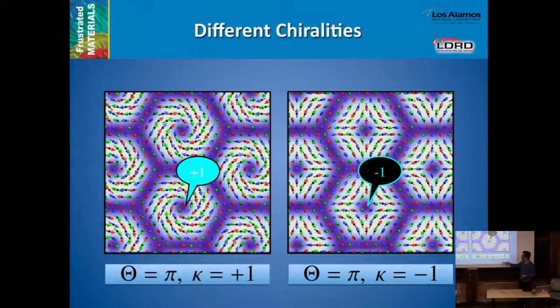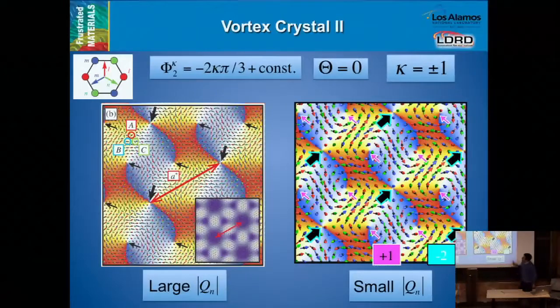So these two solutions have exactly the same energy, right? And theta is equal to pi in both cases. But what if theta is equal to zero? That, again, remember, is decided by a three-body term, by a three-body interaction. Well, if theta is zero, what you find out is that you still have a vortex crystal. It's still a triangular lattice.